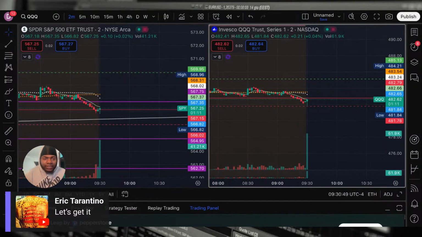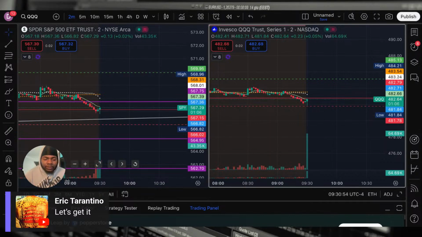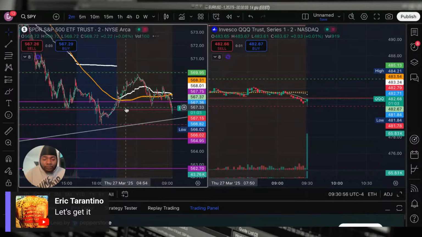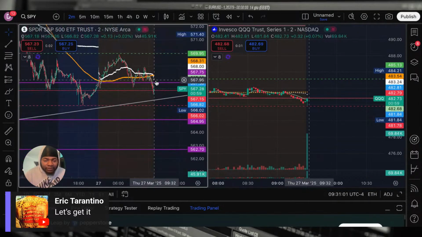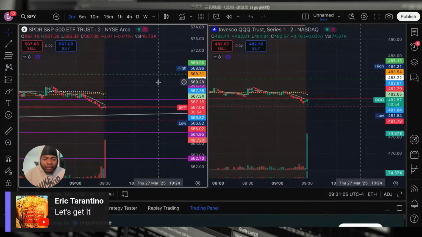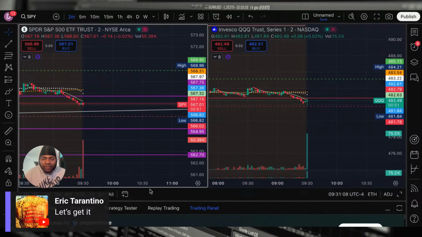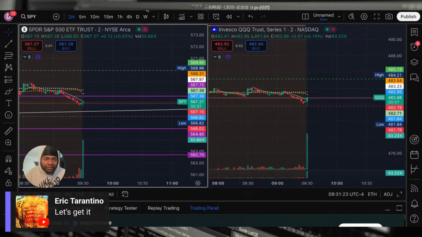So we did have a great trendy day yesterday. We closed right around the 567 level on SPY. That's what we closed on yesterday. So we want to see how SPY acts today. SPY is showing some bearish signs, but we're going to see if the market wants to go that way. So we're going to watch our plays.